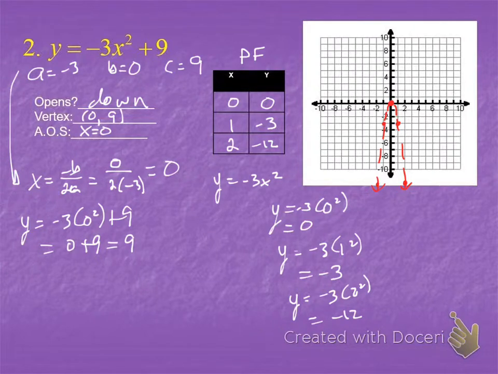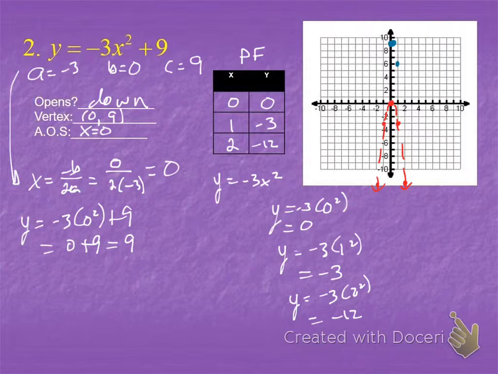So the vertex of our actual function is at 0, 9. 0, 9 puts us right here, which from the parent function vertex to the actual function vertex, all we had to do is just move up 9. So everybody else is going to move up 9.